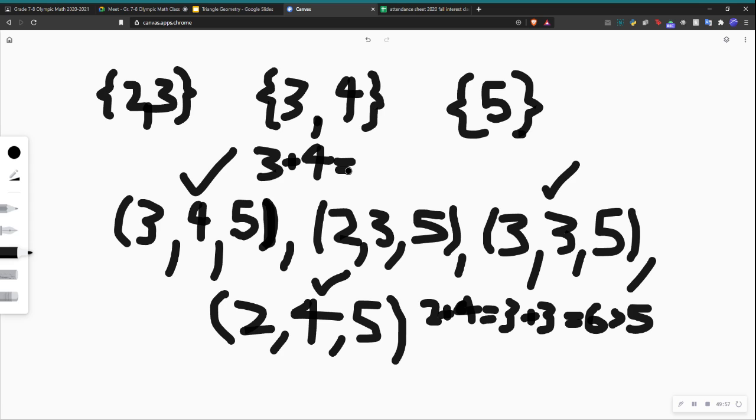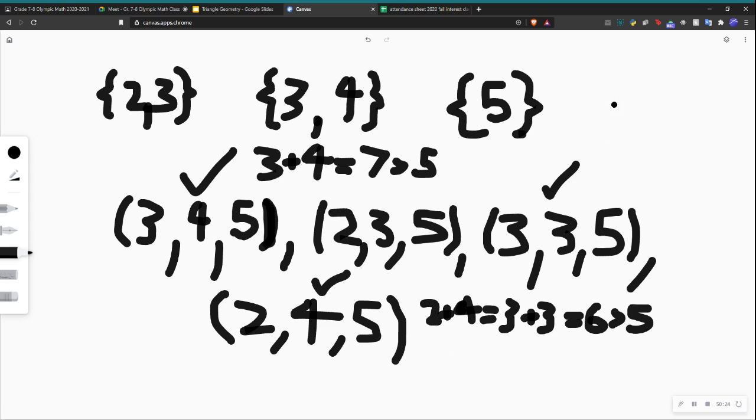So we see that the triangle inequality theorem is satisfied by all three of these groups, which means they can form a triangle. And then the last one right here, 2, 3, 5. Notice that 2 plus 3 is equal to 5, not greater than 5. So it has to be greater than the largest side length, it can't be equal to it, in order for the triangle inequality theorem to work, right?